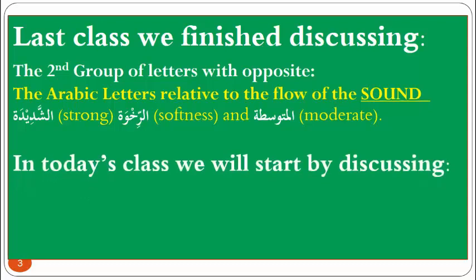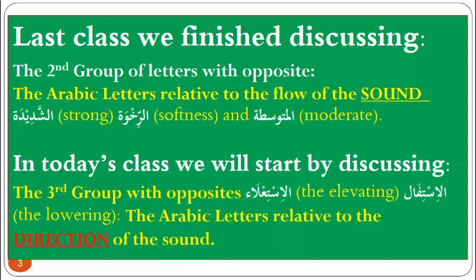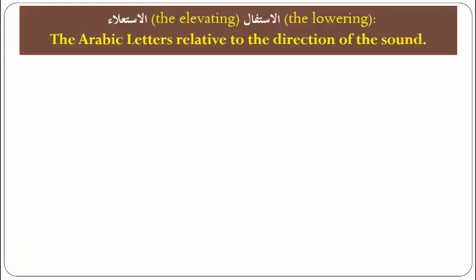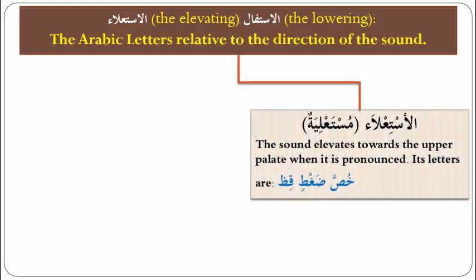In today's class we'll start by discussing the third group with opposites, al-isti'ala, the elevating, wal-istifal, the lowering, the Arabic letters relative to the direction of the sound. We start with al-isti'ala, letters that are musta'liyah. The sound elevates towards the upper palate when it is pronounced.